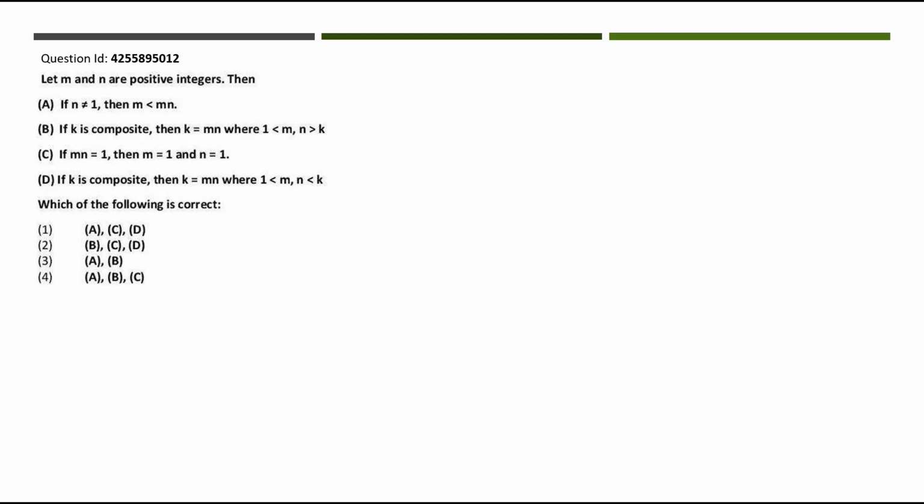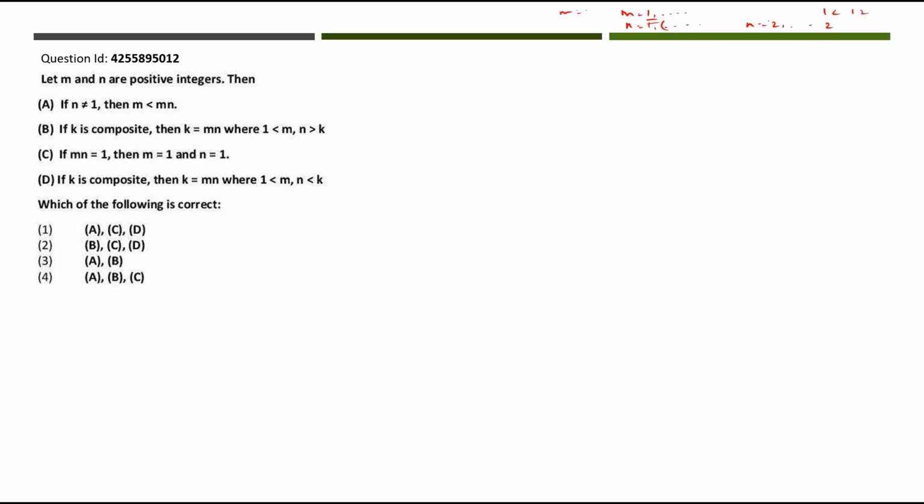If N is not equal to 1, then M is less than M into N. We know M is going to be 1 or any other number that is greater than 0. N is also going to be the same way. If they say N is not equal to 1, N can take any value from 2. M is less than M into N. When you have M equal to 1, 1 is less than 1 into 2. 1 is less than 2.